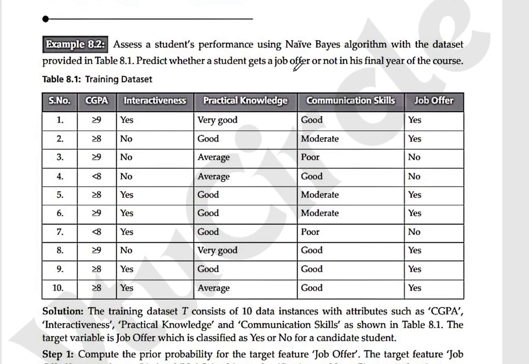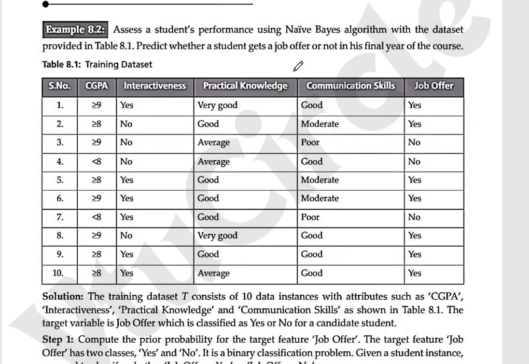So let's move with the question. Assess a student's performance using the naive-Bayes algorithm with the dataset provided in the table. Predict whether the student gets a job offer or not in his final year of the course. Here is the training dataset.